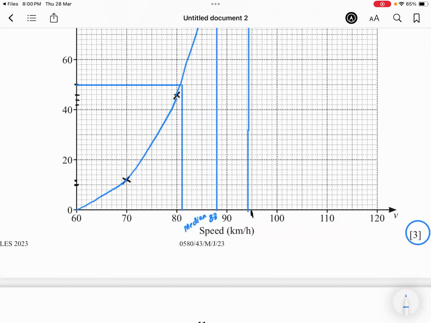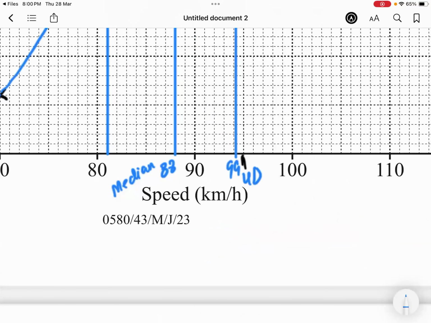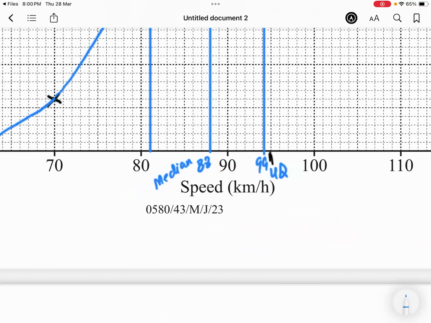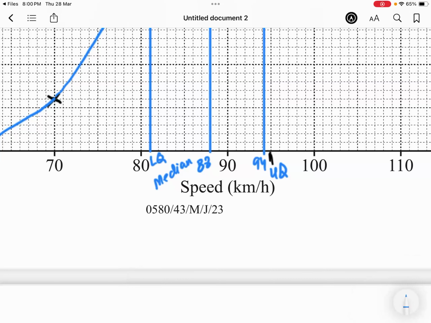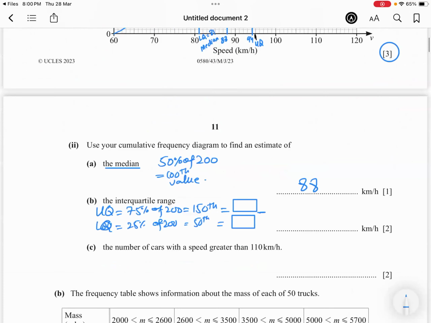So that is 99 upper quartile and that is lower 94 quartile. Sir, 99 is not right, it is 94, sir, 94. Okay, it is 94, fine, thanks. I will explain, it is together with 100, so 94 and that one is 81. So 94 minus 81. So 94 minus 81 is how much? 13 I guess. So 13 kilometers per hour.